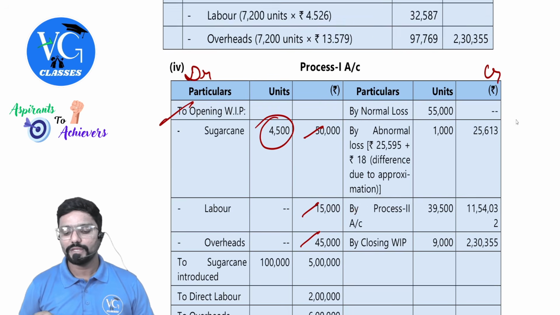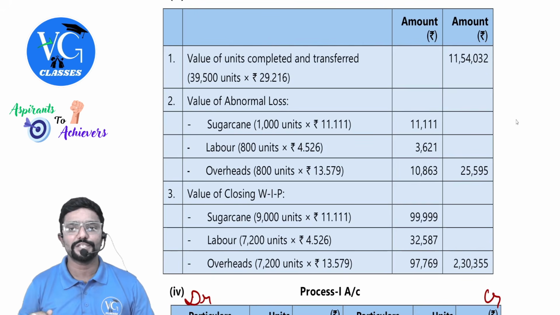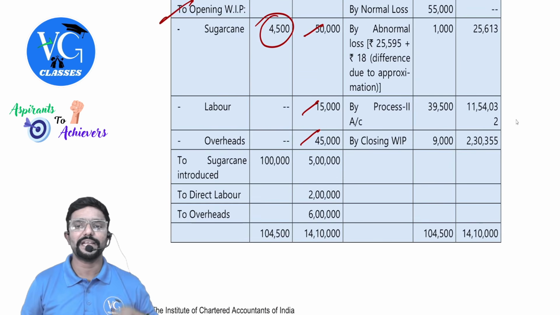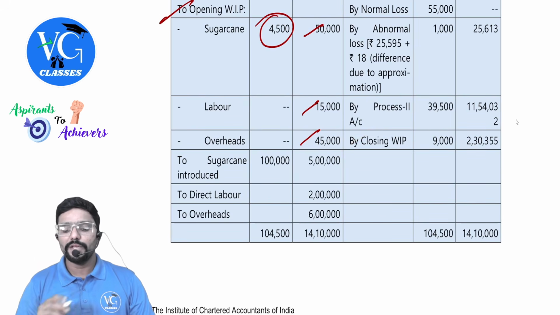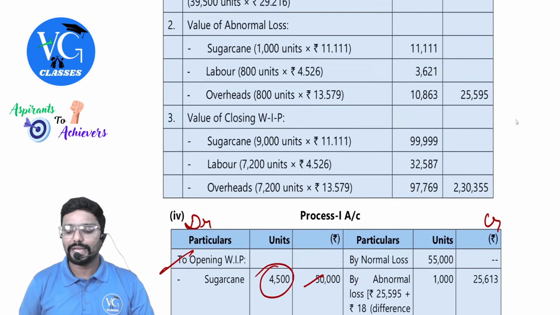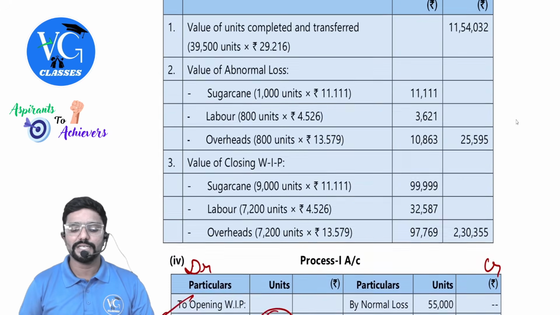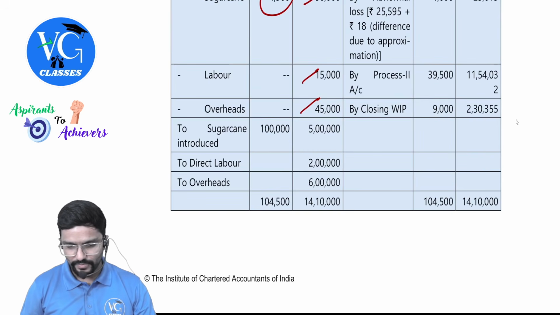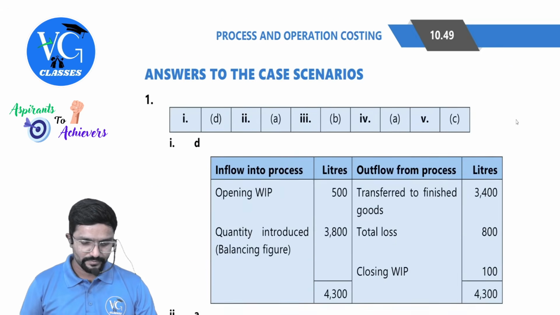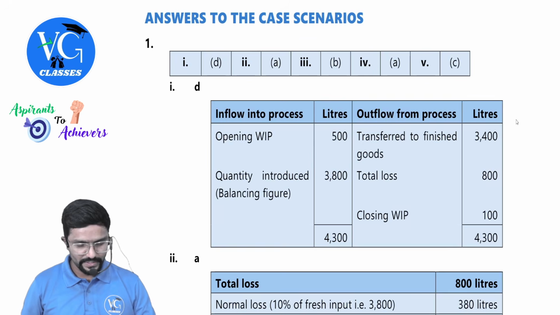Next is the process 2 account, 39,500 units at a cost of 11,54,032. You can actually adjust the difference here also, as exactly 18 rupees is short. You can make it 50. But do it in any one amount, not with all of them, otherwise you will cross the difference. Then closing WIP, 9,000 units at a cost of 2,30,355. They have actually done the round off in the process account, but I would suggest doing it here itself so that the same amounts can be carried to the process accounts. That's all. Now coming to the last question, that is the case scenario.